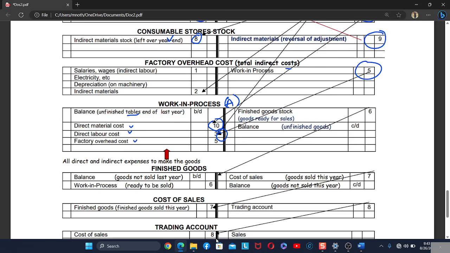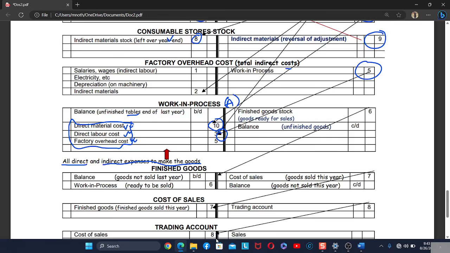Now, actually, in the work in process on the debit side, we record all direct and indirect expenses to make the goods or the product. All the direct and indirect expenses to make the products, we record them here in the debit side. So that is why we record there the direct material, direct labor, and the factory overheads on the debit side, right?